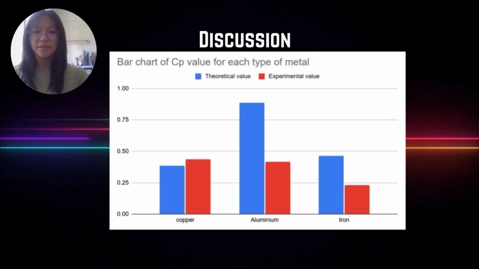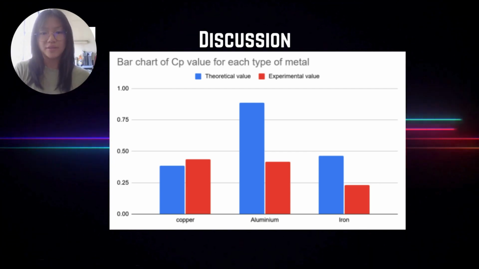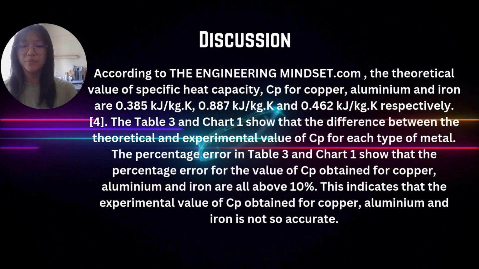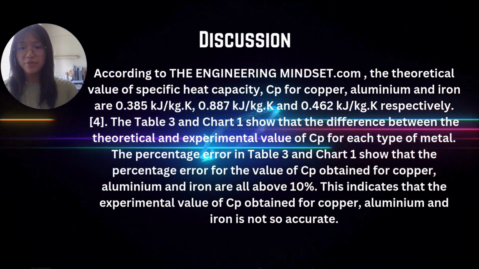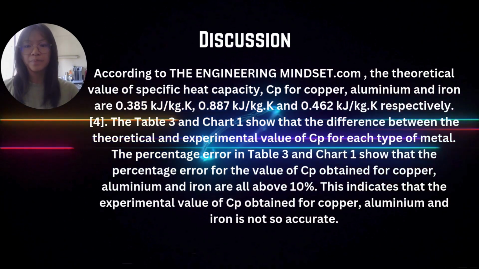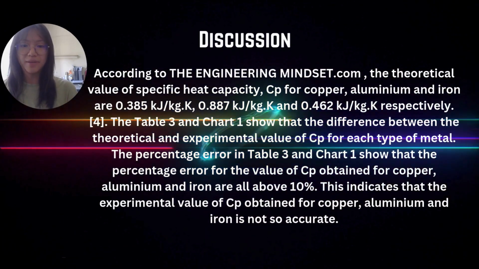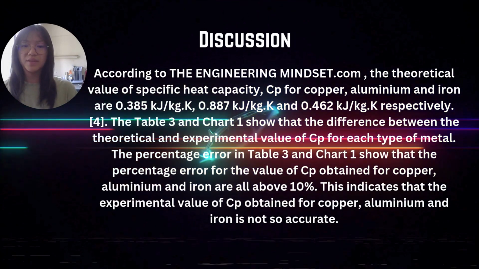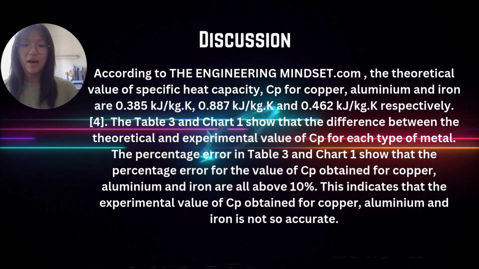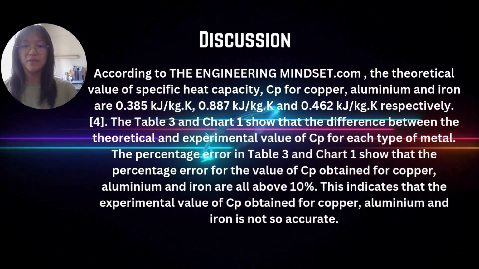The bar chart below shows the theoretical value and experimental value of Cp for each type of metal. According to engineeringmindset.com, the theoretical values of Cp for copper, aluminium, and iron are 0.385, 0.887, and 0.462 kJ per kg·K respectively. Table 3 and chart 1 show the difference between the theoretical and experimental value of Cp for each type of metal. The percentage errors for the value of Cp obtained for copper, aluminium, and iron are all above 10%. This indicates that the experimental value of Cp obtained for copper, aluminium, and iron is not so accurate.